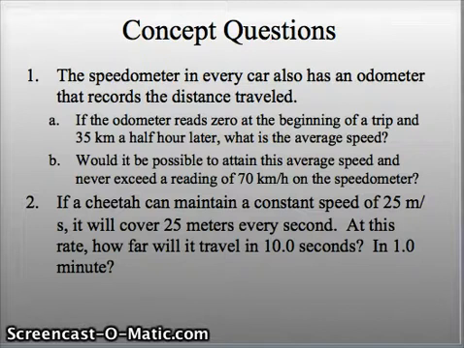Number 2, if a cheetah can maintain a constant speed of 25 meters per second, it will cover 25 meters every second. At this rate, how far will it travel in 10 seconds? How about in 1 minute? So go ahead and pause and see if you're able to answer these questions. Hit pause now.